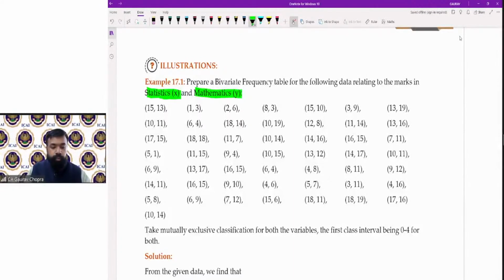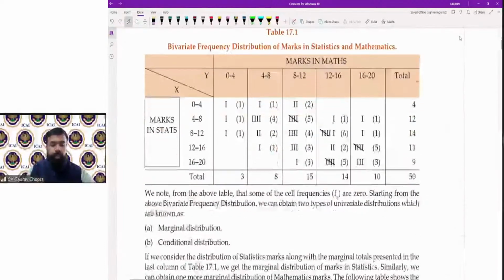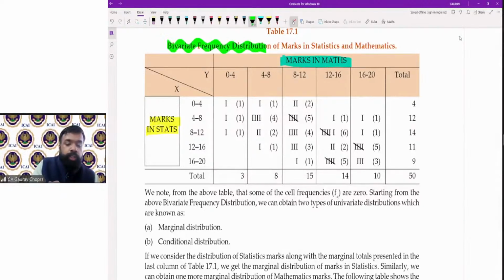Now here let's see the table. Yeah, this is the table. Now we have to make some conclusions. We have to draw some conclusion out of this. So this is a first variable, marks in mathematics, and marks in statistics is the second variable. So एक टेबल में जब एक साथ में दोनों variables आ जाते हैं, then it is known as bivariate frequency distribution. Such kind of distribution is known as bivariate frequency distribution.